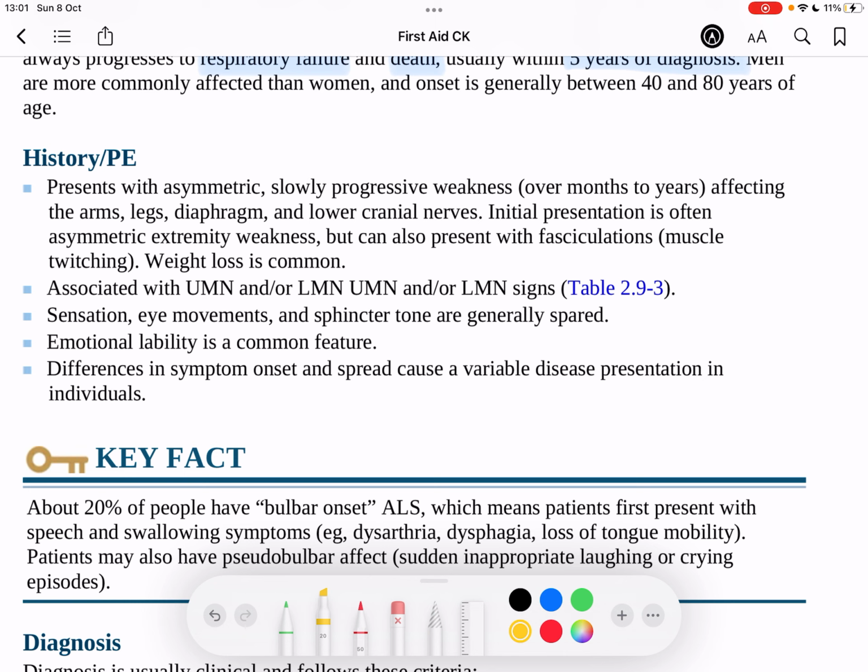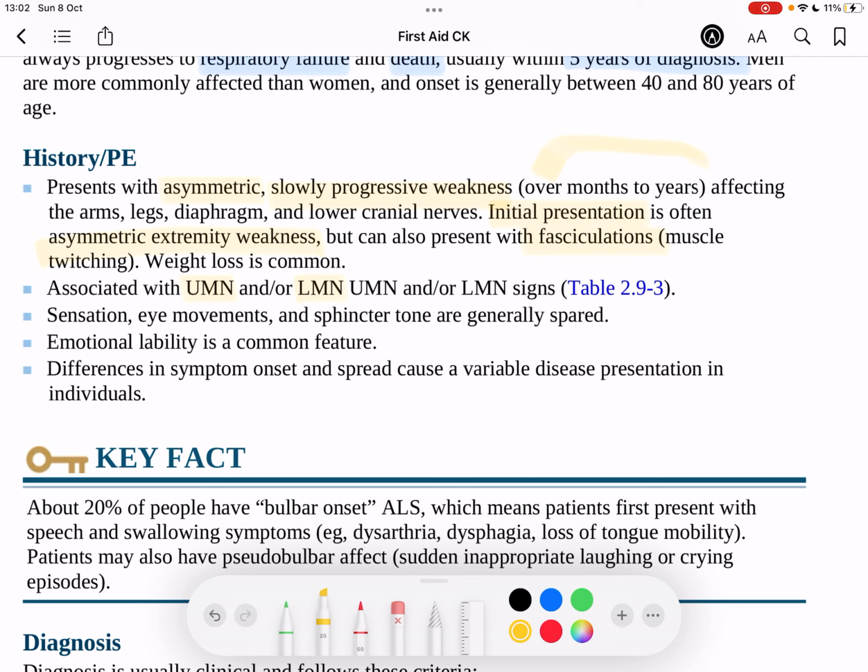So it usually presents with an asymmetric, slowly progressive weakness, we're talking over months to years, affecting arms, legs, diaphragm, lower cranial nerves, okay? And most patients with ALS actually have hand symptoms first, maybe weakness of hands, maybe some weakness of part of the arms, but it's often in the hands. That's usually the presenting complaint. Initial presentation, an asymmetric extremity weakness, but it can be fasciculations as well. So we're going to be seeing upper motor neuron signs and lower motor neuron signs.